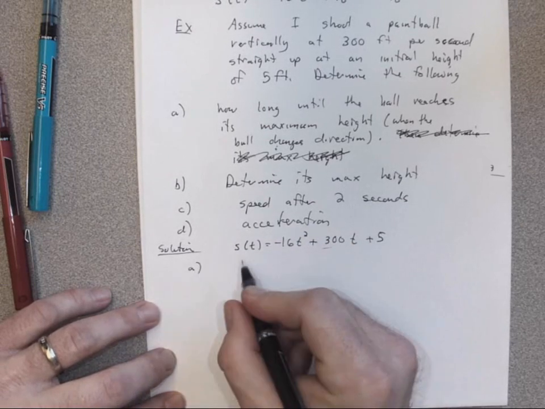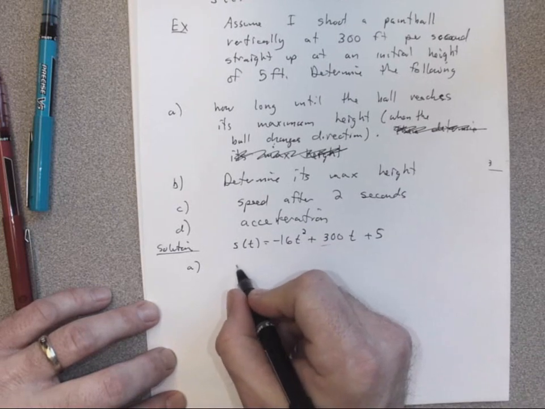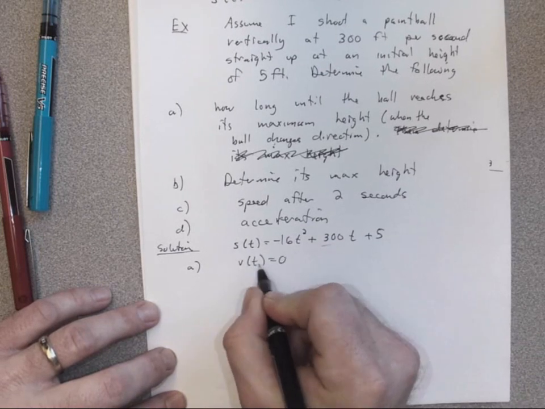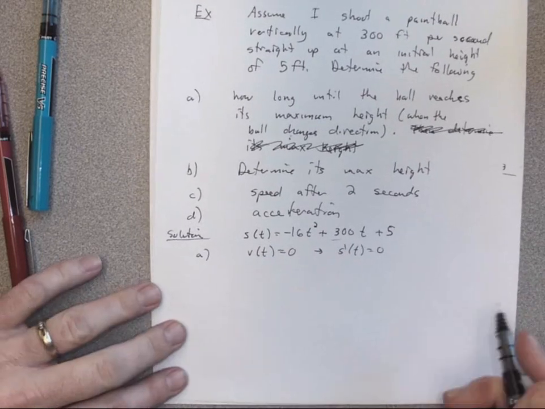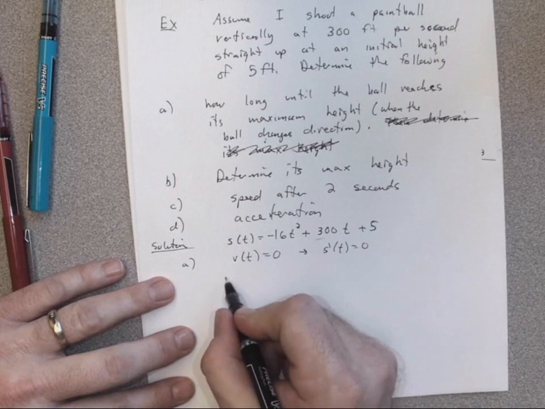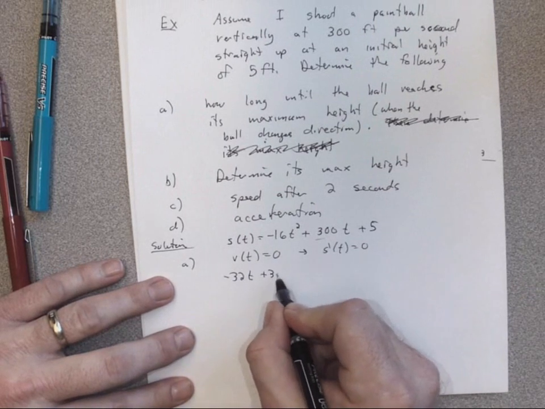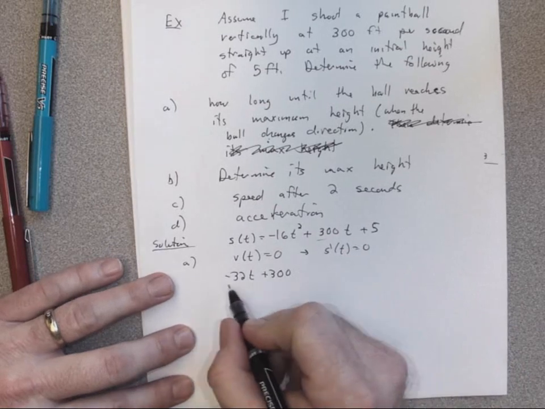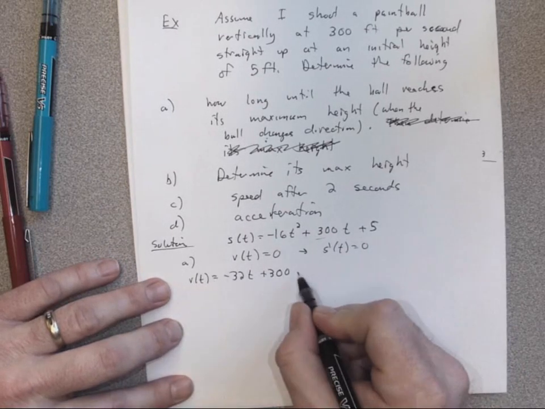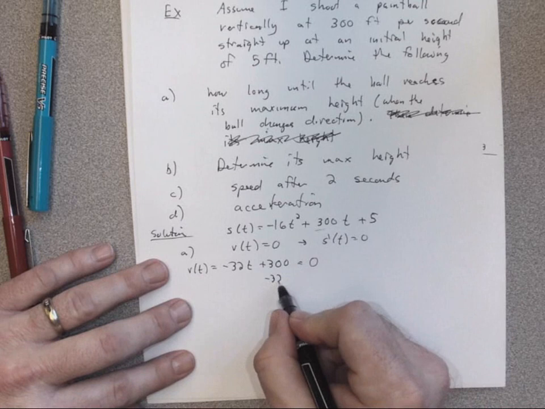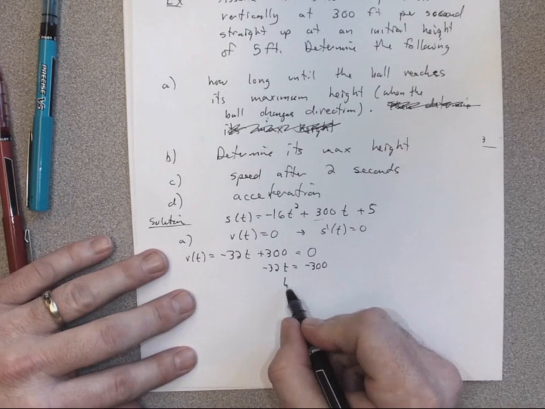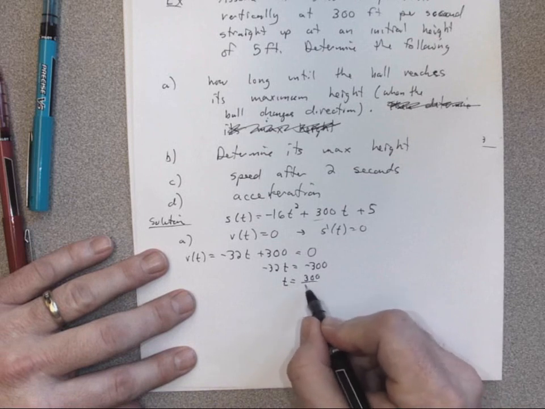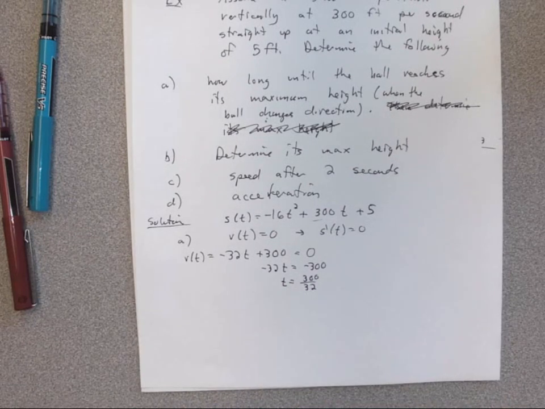So for A, we know this is when V of t is equal to 0, because this is when S prime of t is equal to 0. V of t and S prime are the same thing. So the derivative of this thing is minus 32t plus 300. That's our V of t. And we're going to set it equal to 0. So minus 32t is going to be equal to minus 300. So t is going to be equal to 300 over 32, and they're both divisible by at least 2.